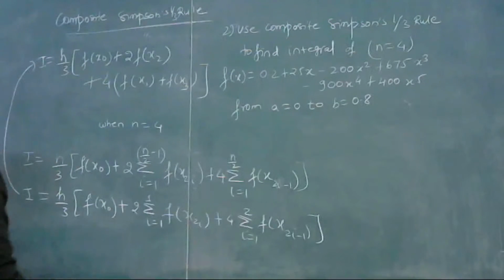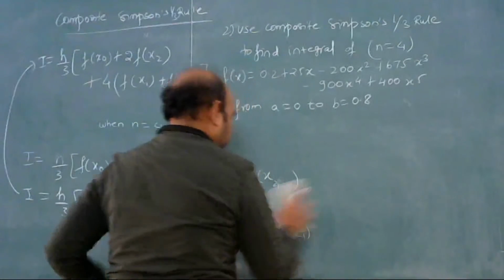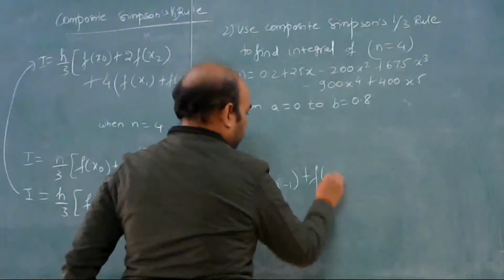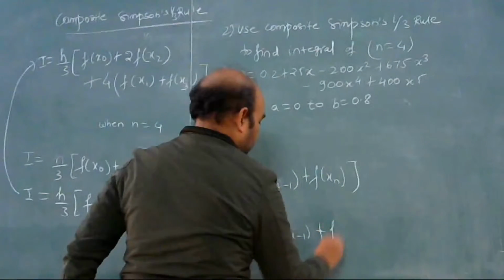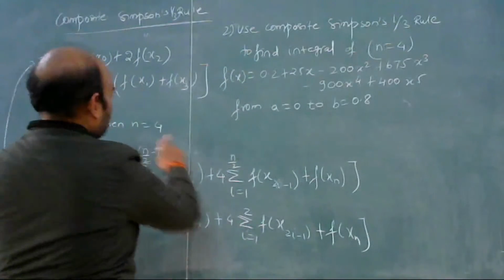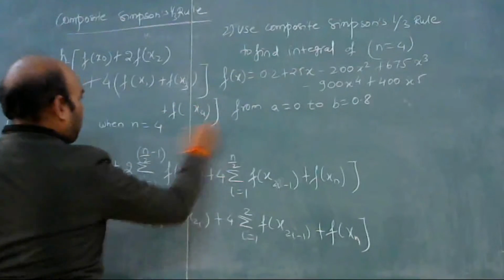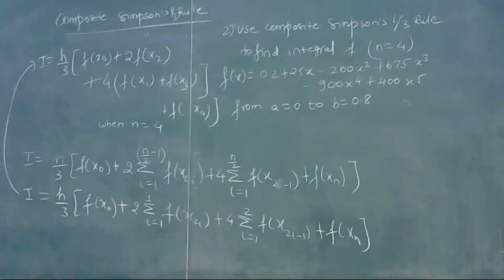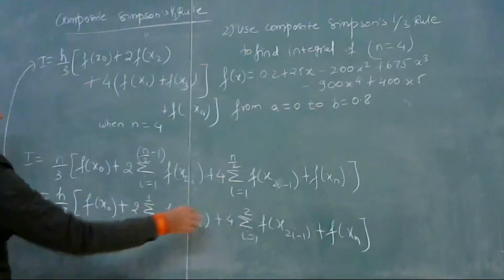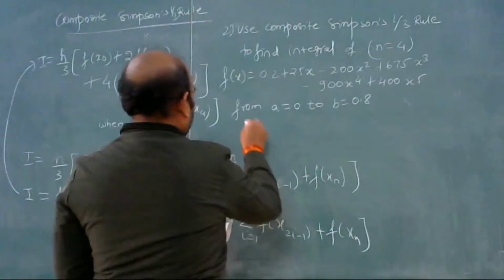Okay. So now we have to find the plus xn. Forgot to write plus xn. So plus last term f of xn. Here the value of n is 4, so this will be plus f of x4. So when n is equal to 4 and we have elaborated this summation, now we know the various values of f.